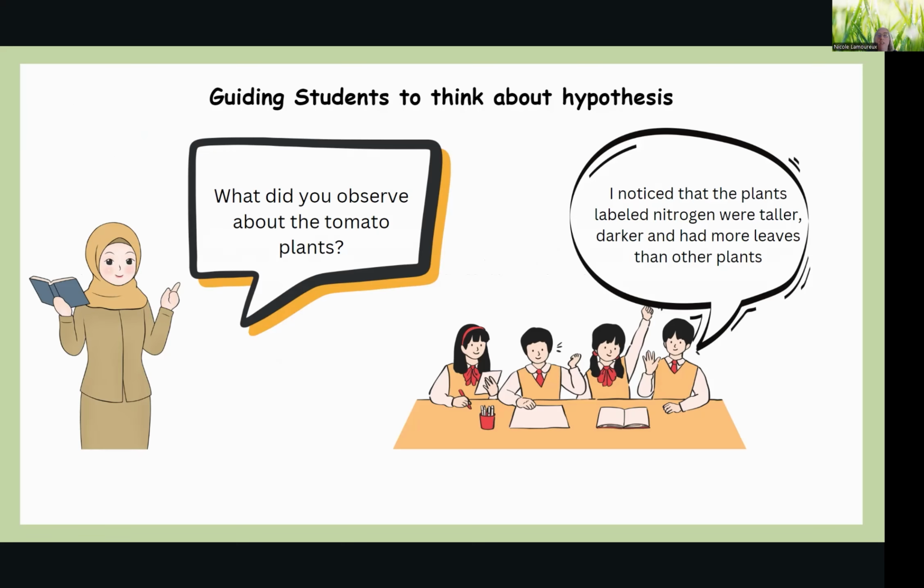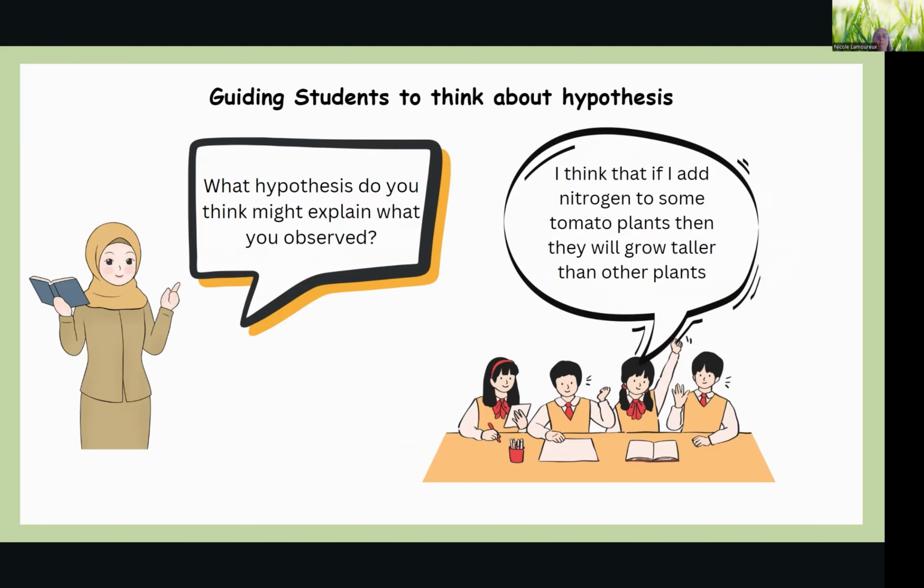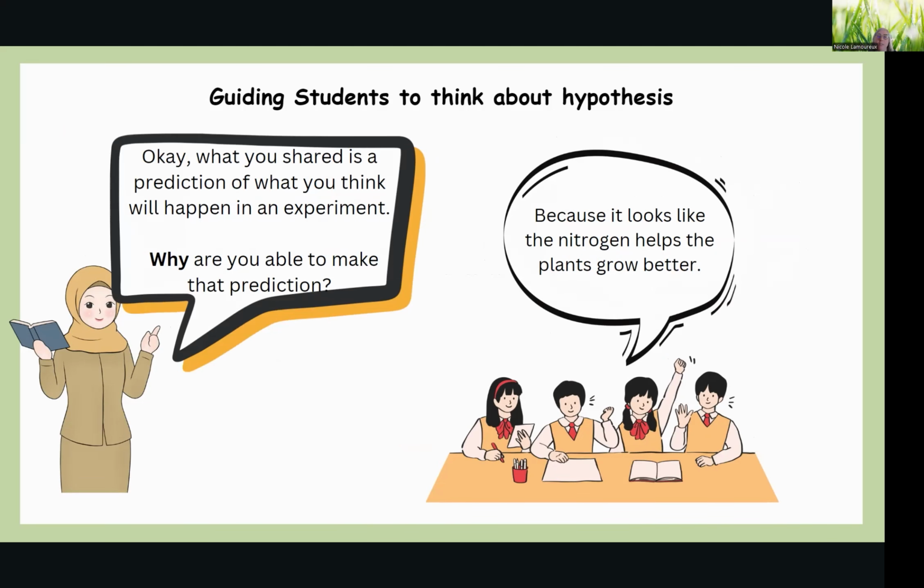So I think that's one of many reasons why many of us are confused about the difference between a hypothesis and a prediction. So what you could do, again, is have them observe a phenomenon. So what did you observe in the tomato plants? Think, pair, share. Okay. Oh, I noticed that plants labeled with nitrogen were taller, darker, and had more leaves. Great. What hypothesis do you think might explain what you observed? Oh, I think if I add nitrogen to some plants, then they will grow taller. Okay, what you shared is a prediction of what you think will happen or observe in an experiment.